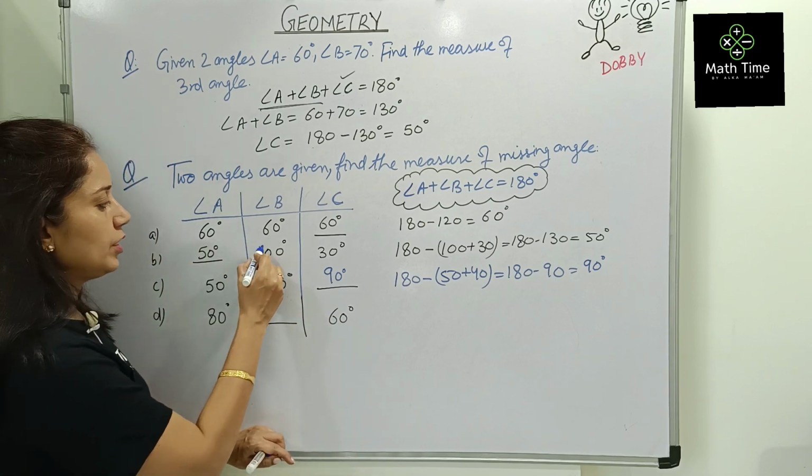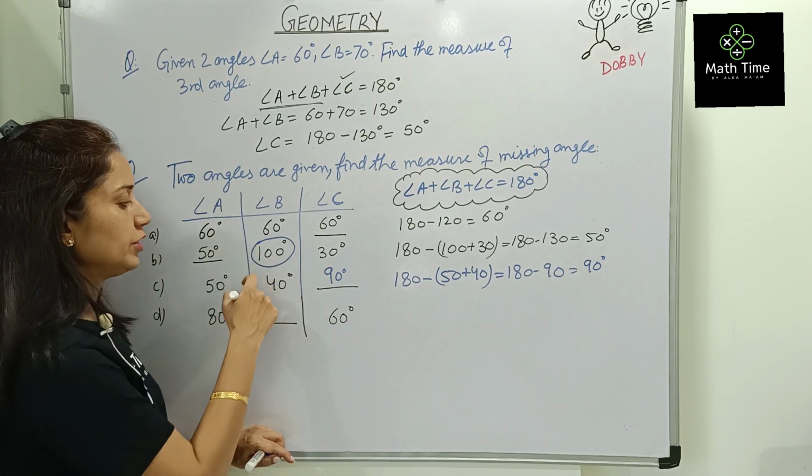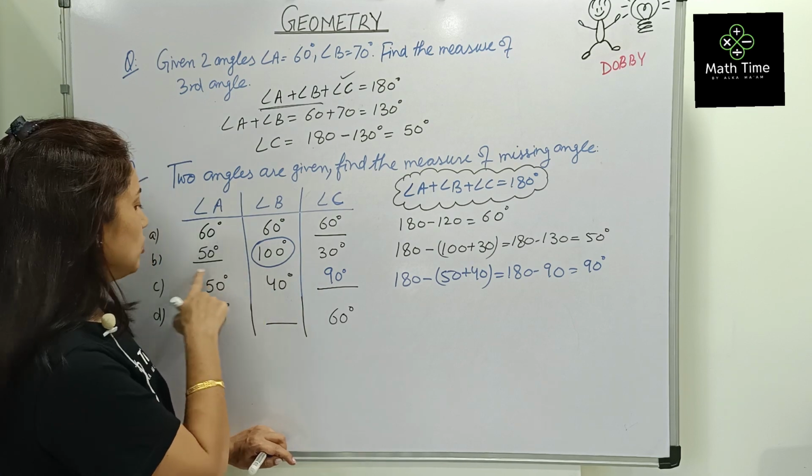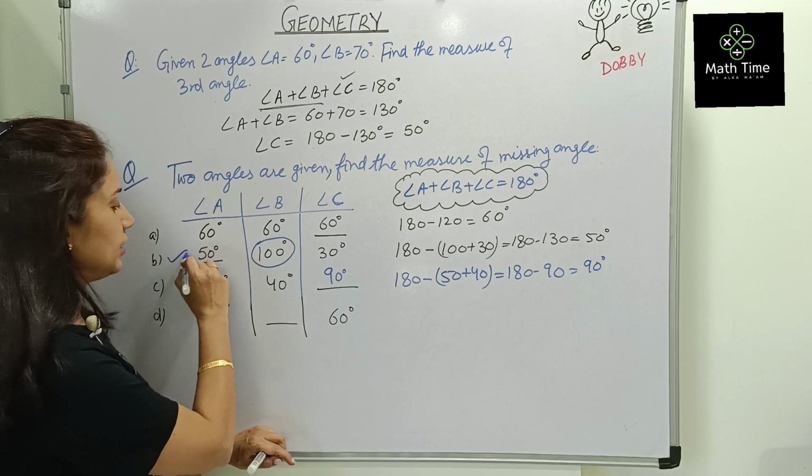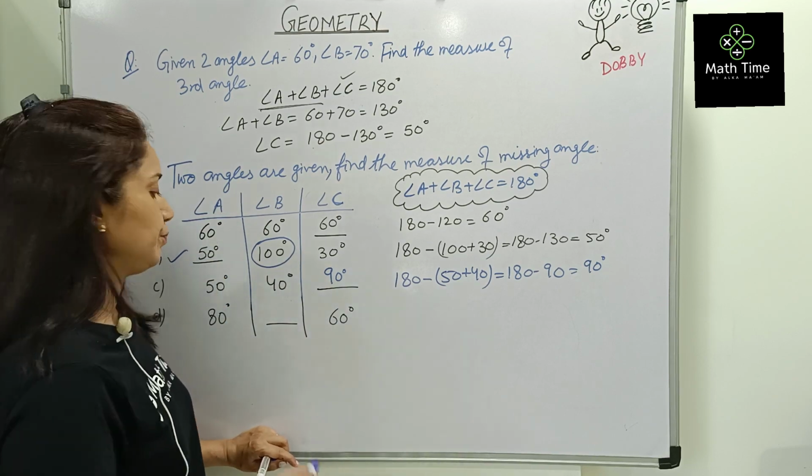B part, one angle is 100, which is more than 90, obtuse. So 50 degrees, 100 degrees, 30 degrees. The second triangle is an obtuse angle triangle.